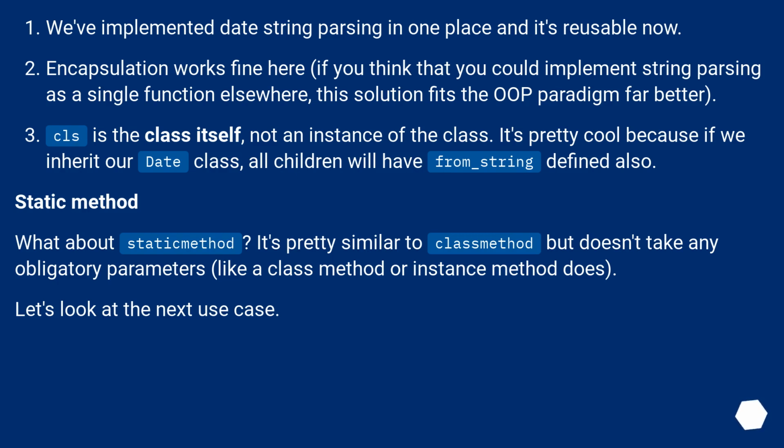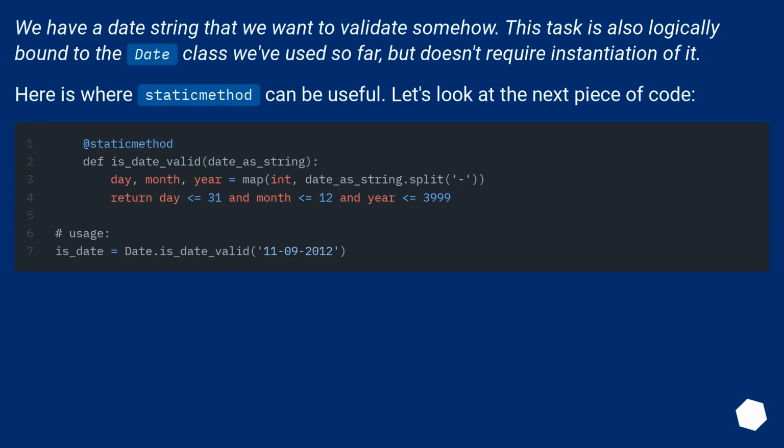Static method. What about staticmethod? It's pretty similar to classmethod but doesn't take any obligatory parameters, like a classmethod or instance method does. Let's look at the next use case. We have a date string that we want to validate somehow. This task is also logically bound to the Date class we've used so far, but doesn't require instantiation of it. Here's where staticmethod can be useful. Let's look at the next piece of code.